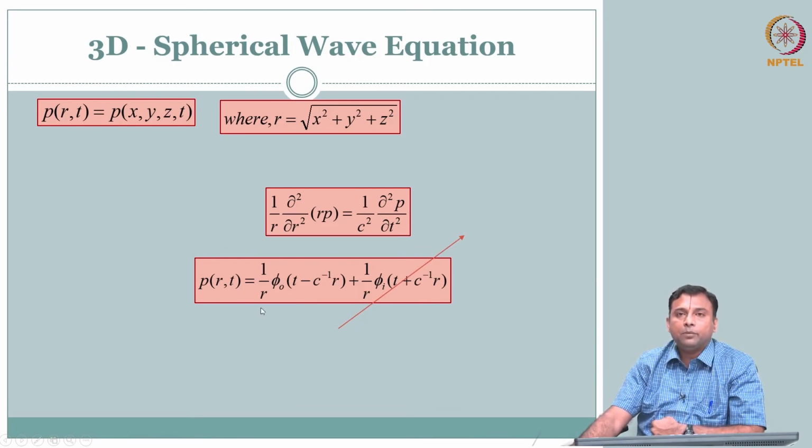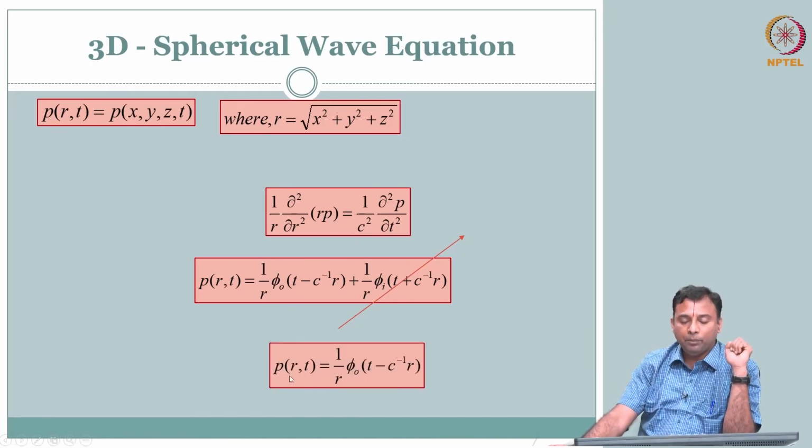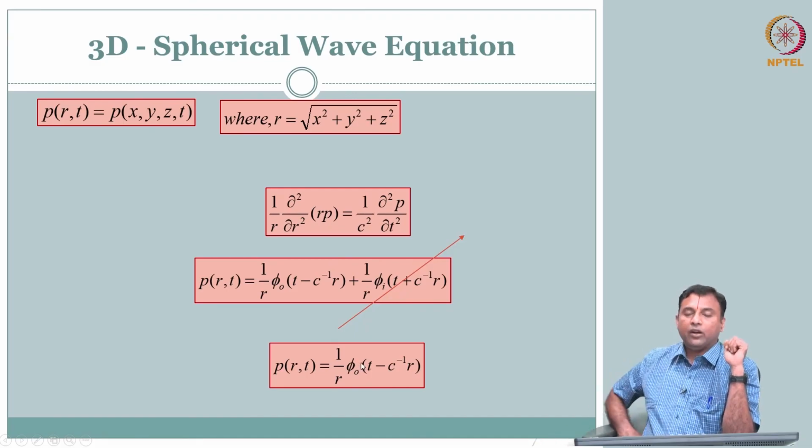What is one difference between what we saw in the xyz coordinates and this? You have a 1 by r term, right. So, with the distance, the amplitude of the pressure drops down as 1 by r. That is something that we need to keep at the back of our mind. When it comes, we will recognize that. Okay. So, we will deal with P of r comma t in spherical coordinates. You can write it as 1 by r of phi naught of t minus C inverse r. Clear? So, why is this important?